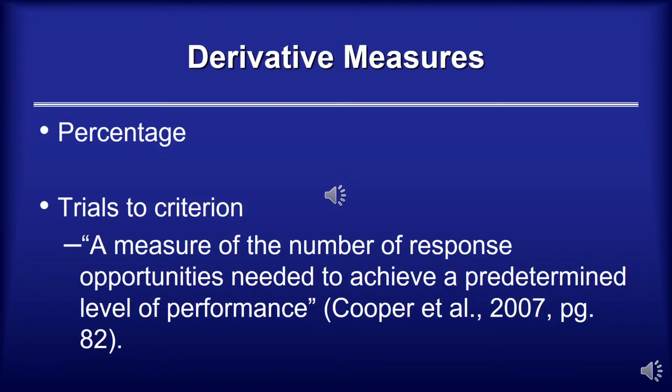Next, we have derivative measures. These measures are not inherent to the behaviors being assessed, but are rather derived for applied purposes. Percentage, while frequently used, is typically not an ideal expression of measurement. Percentage typically represents accuracy of responding, but it's a dimensionless measure.